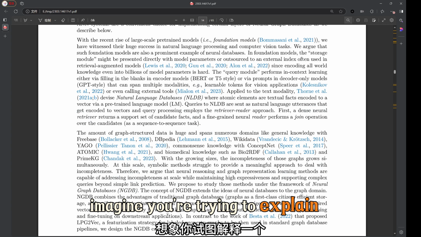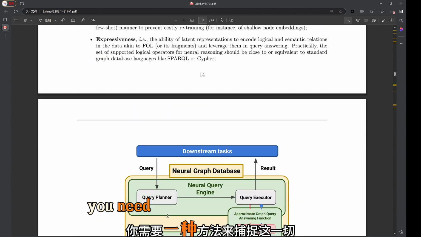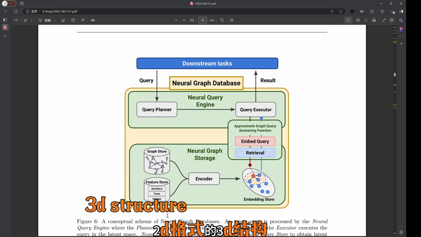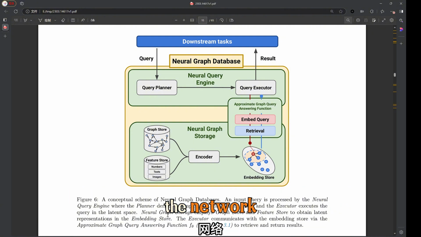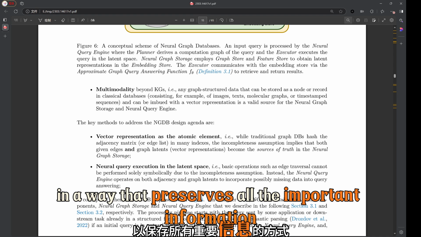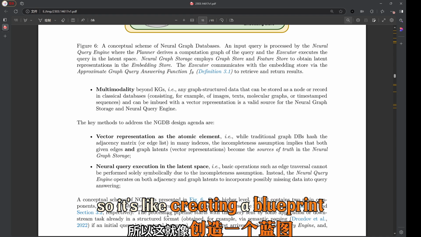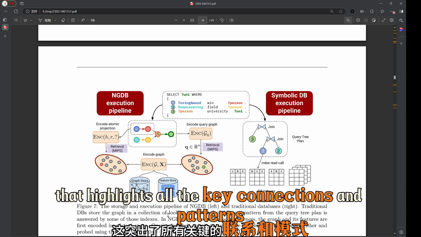Imagine you're trying to explain a 3D model to someone who can only see in 2D. You need a way to capture all that 3D structure in a 2D format. Right. That's what's happening in neural graph storage. The network learns to represent the complex relationships in a way that preserves all the important information. So it's like creating a blueprint of the knowledge graph that highlights all the key connections and patterns.